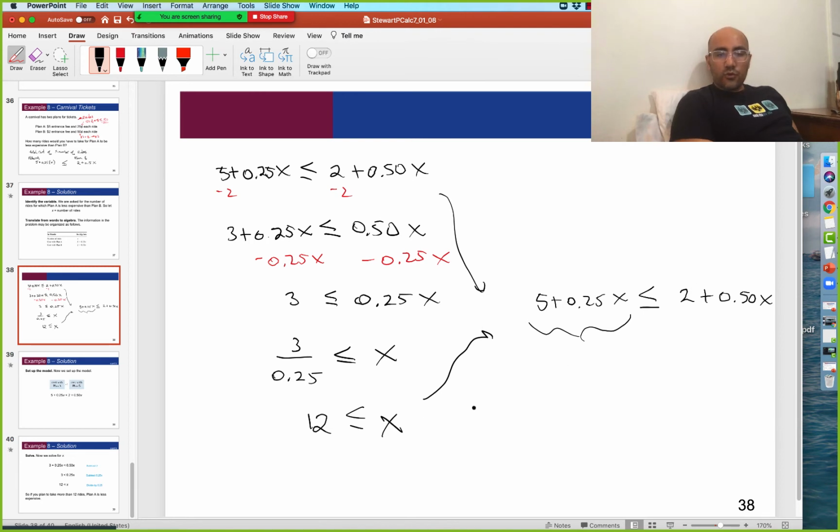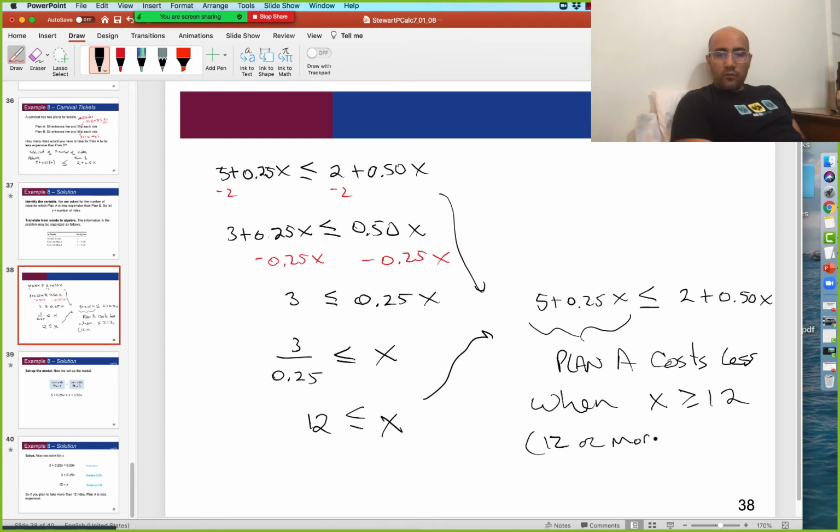This inequality is true when this is true. So plan A costs less when x is greater than or equal to 12. More than 12 rides, 12 or more rides. If you're going to do less than 12 rides, then this is still cheaper.